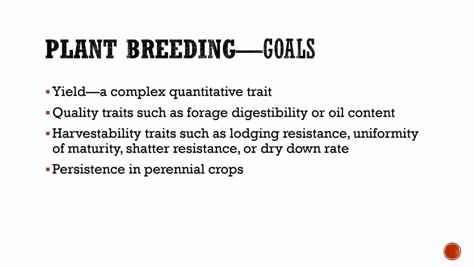So again, we've talked about how yield is important for quantitative traits, and how that quality trait will then be important within digestibility within that plant, and how all of that is very important. Harvestability, we've looked at persistence, especially in perennial crops. Those are all very, very important. Hint, hint, you're going to need to know these. That's why I've said them twice.